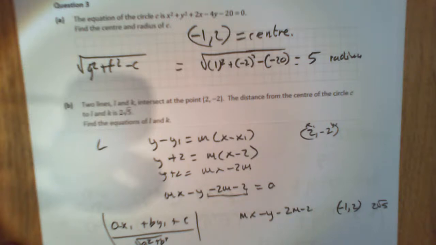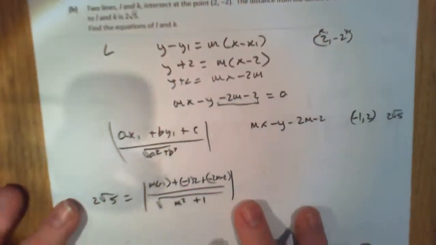All over the square root of a squared plus b squared. That's m squared plus 1 squared, which is just 1. Okay, so that's everything now. Let's do some magic on this. We can cross multiply this.